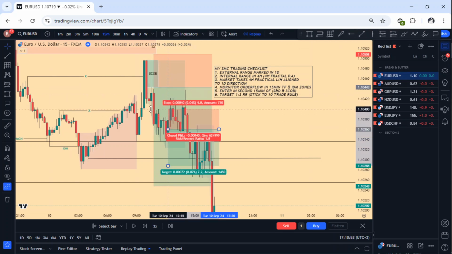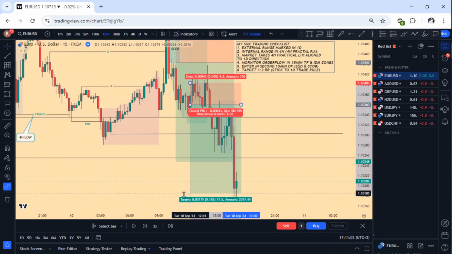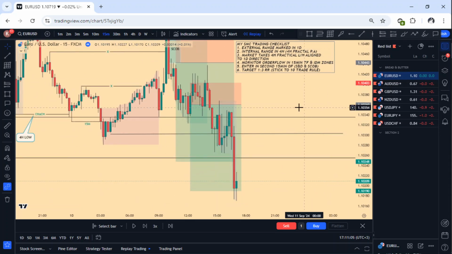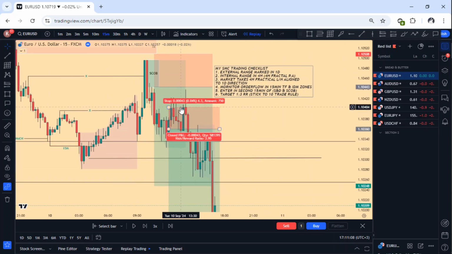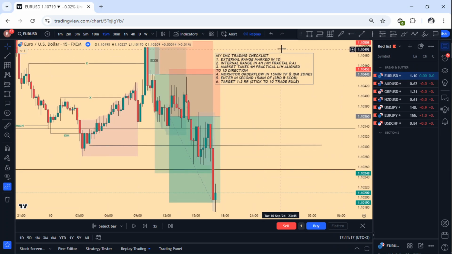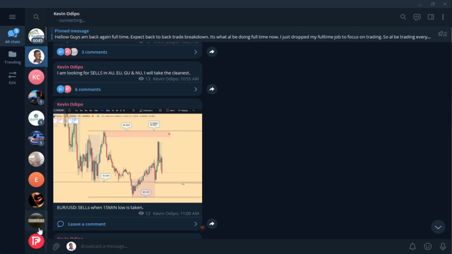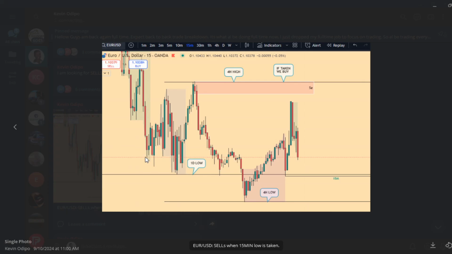I had a very tight stop loss because I knew the momentum is very thick for a 1 to 3, but unfortunately I got stopped out, and I told people the best stop loss is here. That was the best stop loss for here, but me, I like tight stop losses, and therefore it costed me eventually. So this is the trade I'm showing people. Euro USD sells when 15 minutes low is taken. As you can see, this was the breakdown, everything was on point.